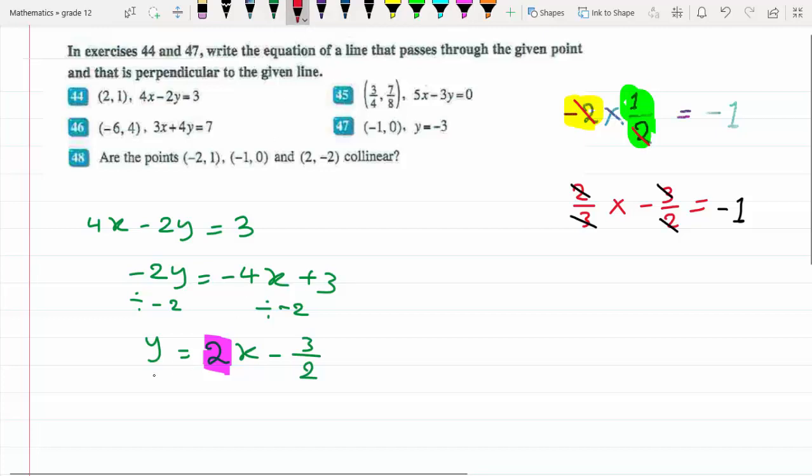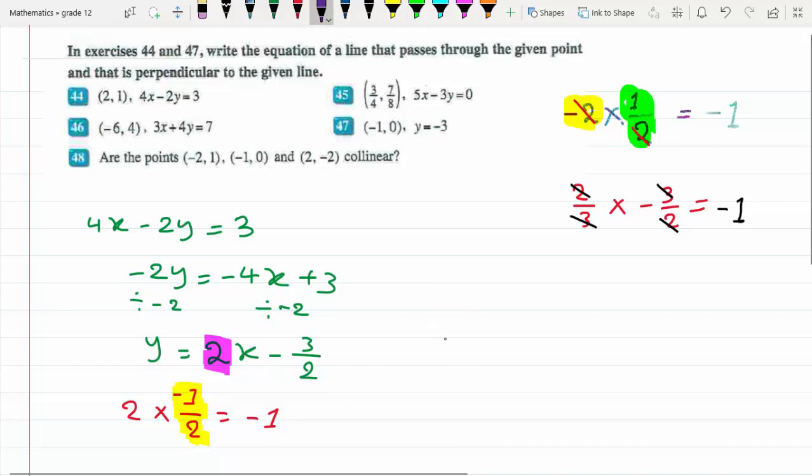So what could the slope of the other line be? 2 times a number is equal to -1. What could this number be? So definitely this number is 1 over 2, because 2 will cancel 2, and for the negative. So the slope for the line that we need to find is -1 over 2. Now we know the slope of the line that we want to find. We have one point that we need. Now easily we can get the equation of the line.